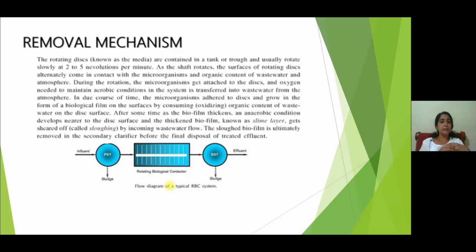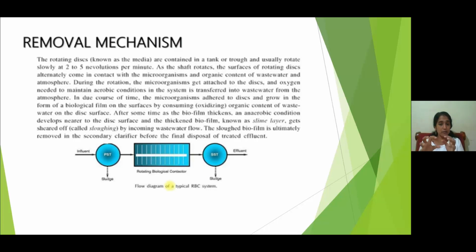The removal mechanism is that the rotation provided for the shaft is 2 to 5 revolutions per minute. When these discs are immersed in wastewater, these microbes will adhere to the surface of the circular disc. And when the shaft rotates, this immersed part will come up. Then it will be in contact with the atmospheric air. Then the microbes take oxygen from this atmospheric air, and aerobic conditions predominate, and this will again immerse into the wastewater.